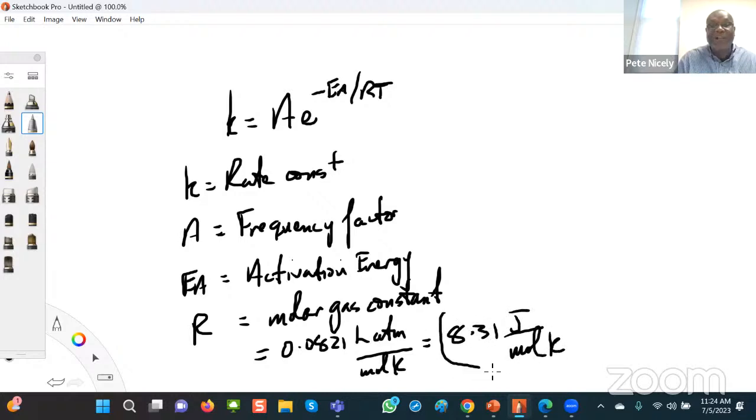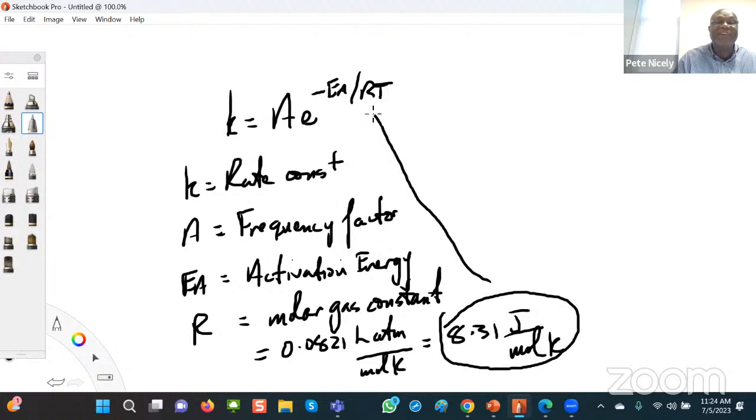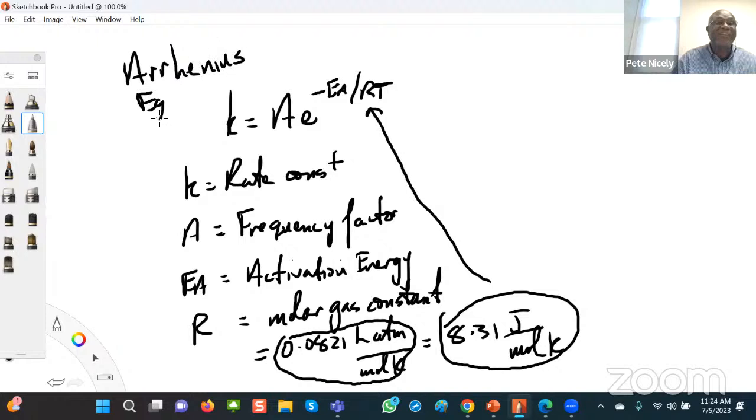Now, this is the one that you're going to use for R in this equation right here. So you're not going to be using the other one. We tend to use that one when it comes to the gas laws for the most part, all right? But this one here we use in the case of this equation, which is called the Arrhenius equation. So that's the R value that you're going to use in the Arrhenius equation.